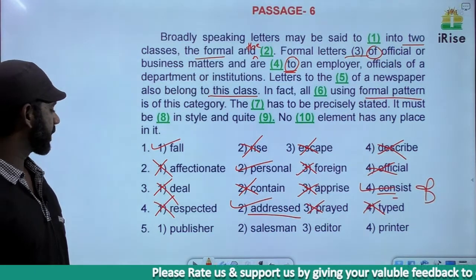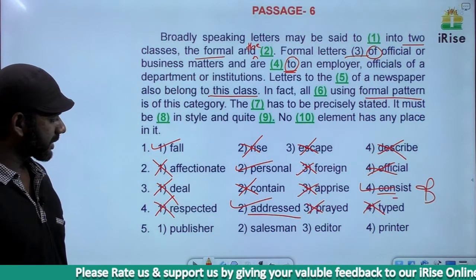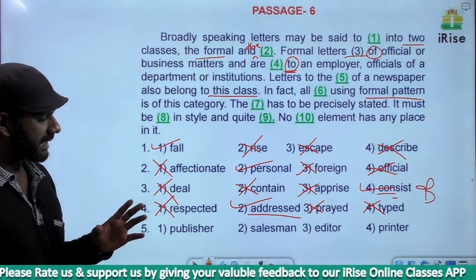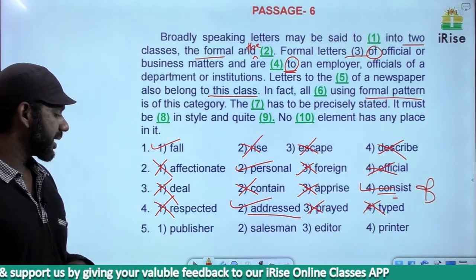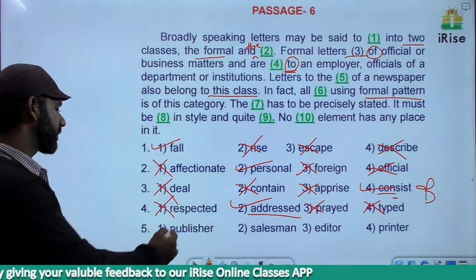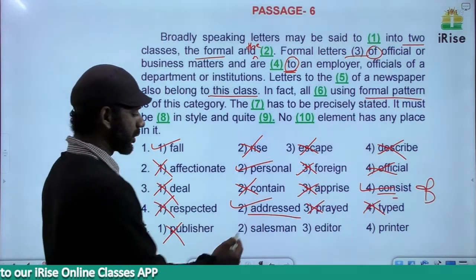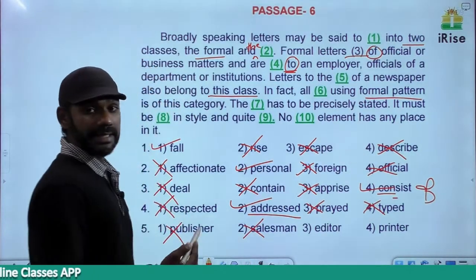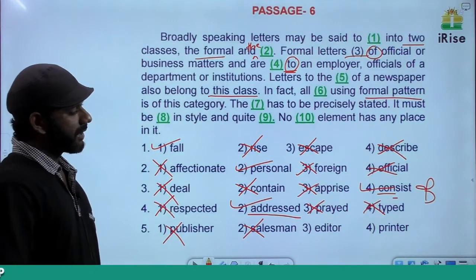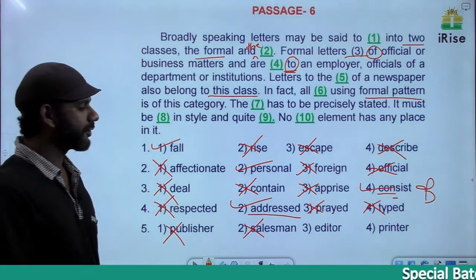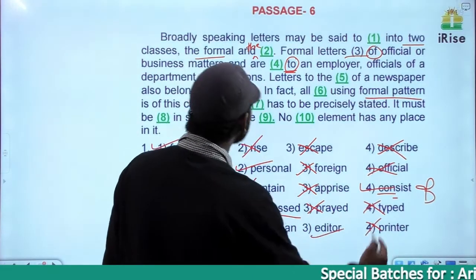Letters to the dash of a newspaper. The options are publisher, salesman, editor, printer. We don't write letters to the publisher of a newspaper. We don't write letters to a salesman of a newspaper anyway. We write letters to the editor of a newspaper. Makes sense? We don't write letters to the printer of a newspaper. Gone. The answer must be 3.